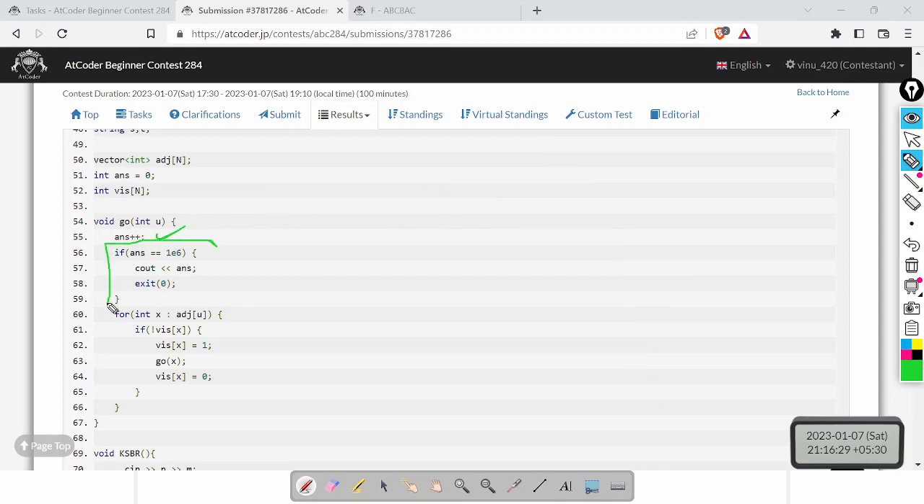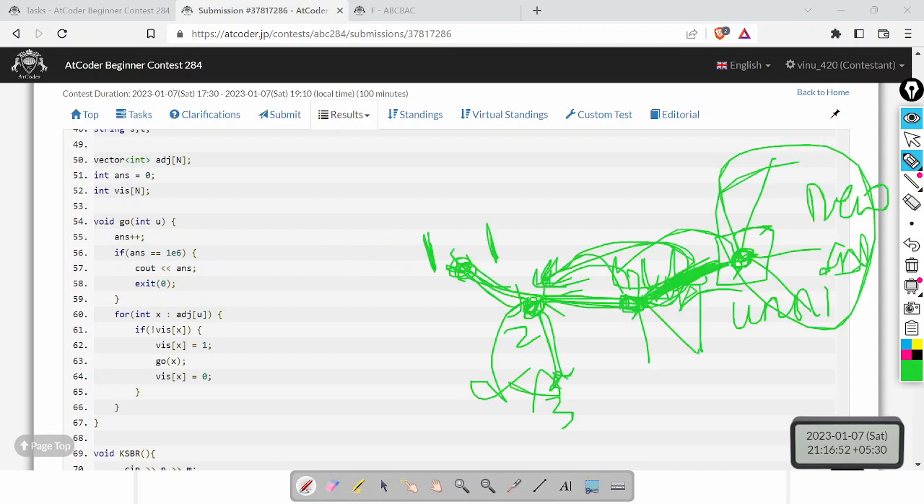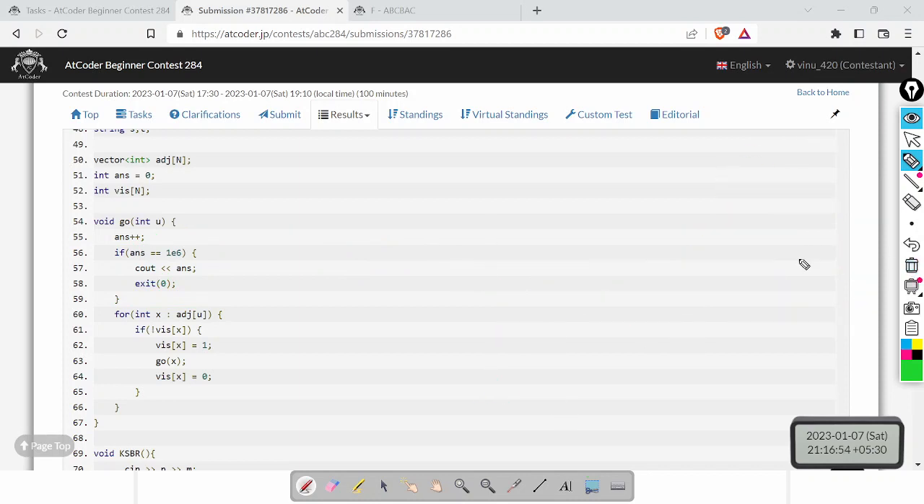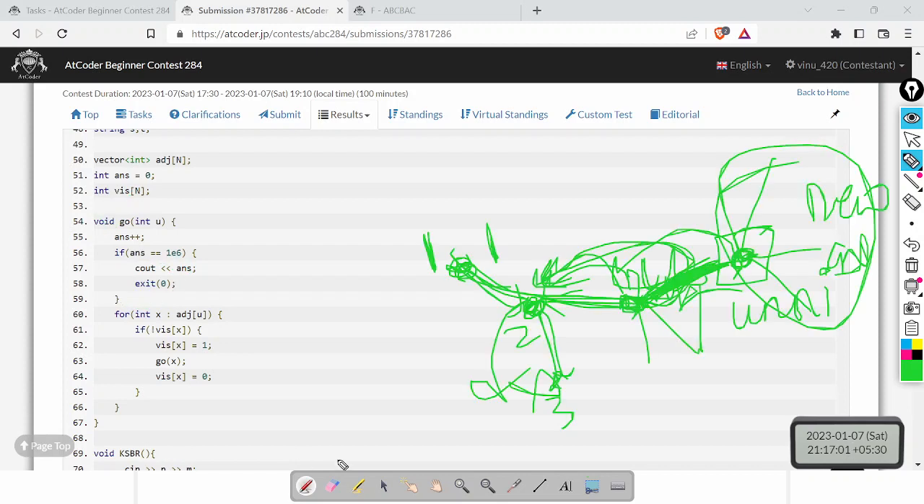Now if the answer is greater than 10^6, we can simply print the answer and exit from the whole code. This exit statement will exit the code, meaning not only end this function but also exit from the code. And we have written 0 here, so it exits normally with a success code. There is no failure, no error or something, so it exits successfully. We can also return false, true and something to exit from this function and then print here, but this is easier.